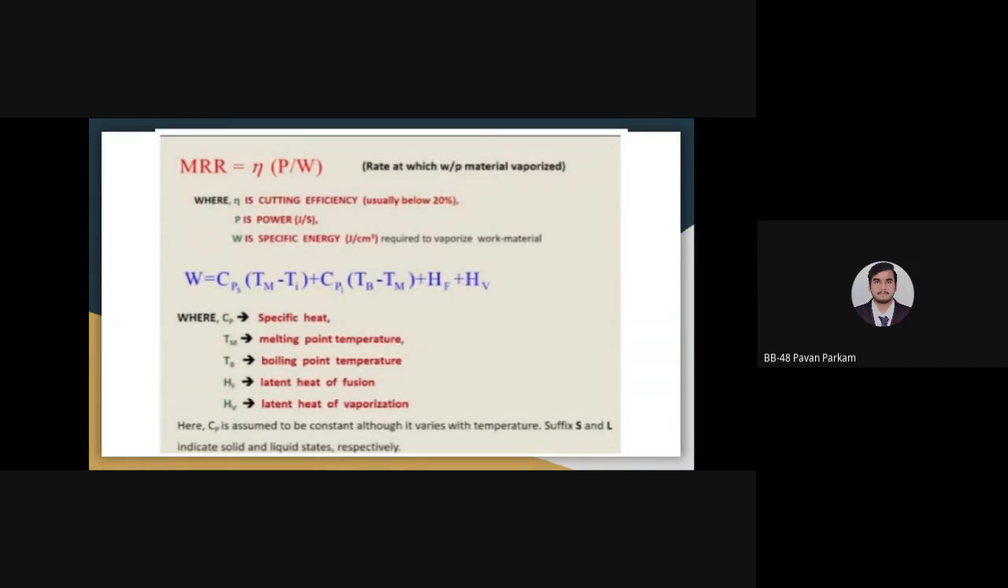Now the characteristics and application, these two points are remaining, that we'll see in the next lecture.